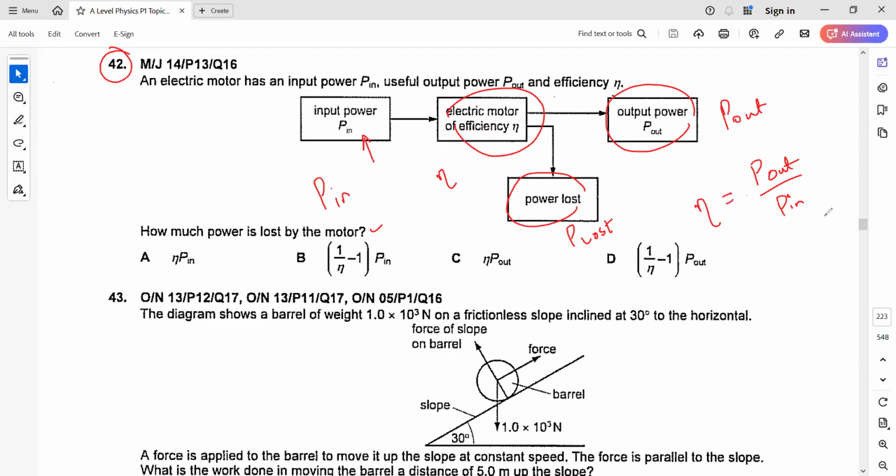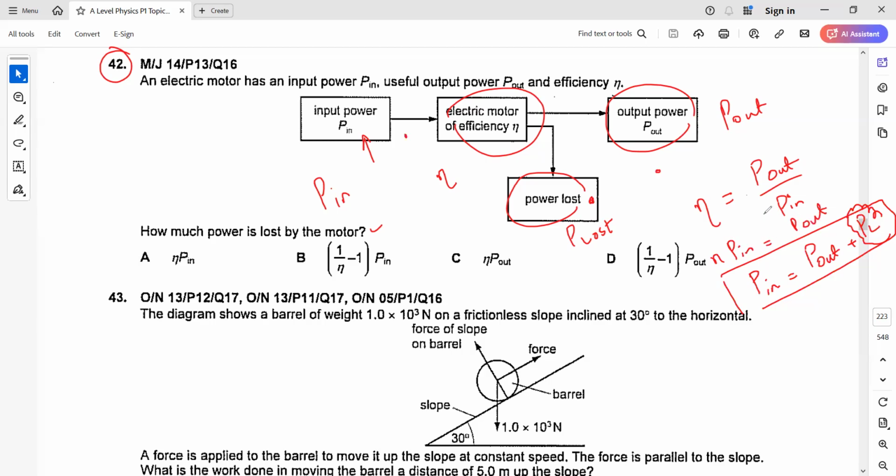Now, if we relate power output, power lost, and power input, what would be the mathematical relationship? See, power input is going to be equal to power output plus power lost. Do you guys agree to this? The rest is, I think, very easy. They want us to find out power lost, right? That's what they want us to find out.